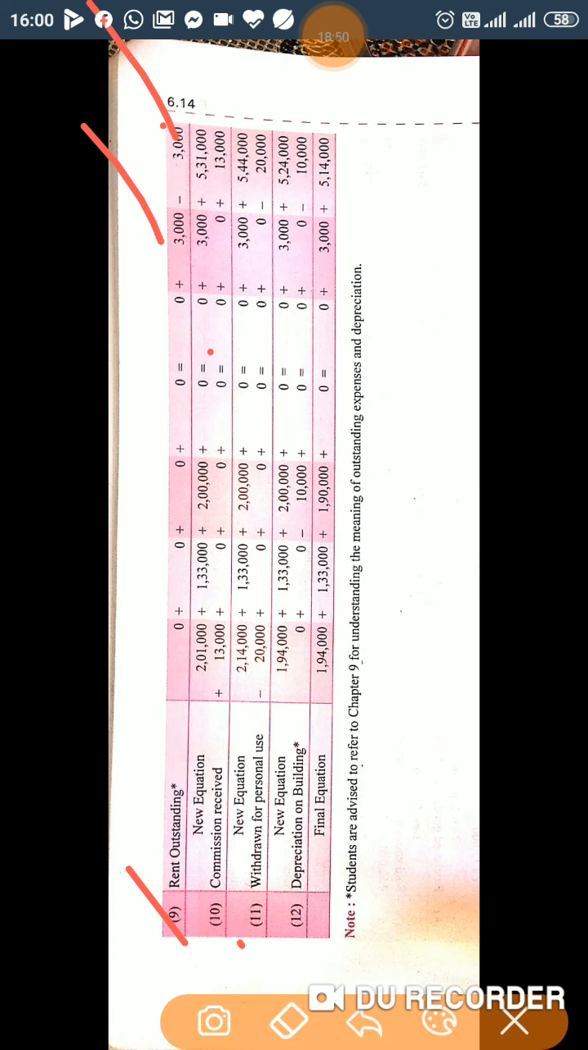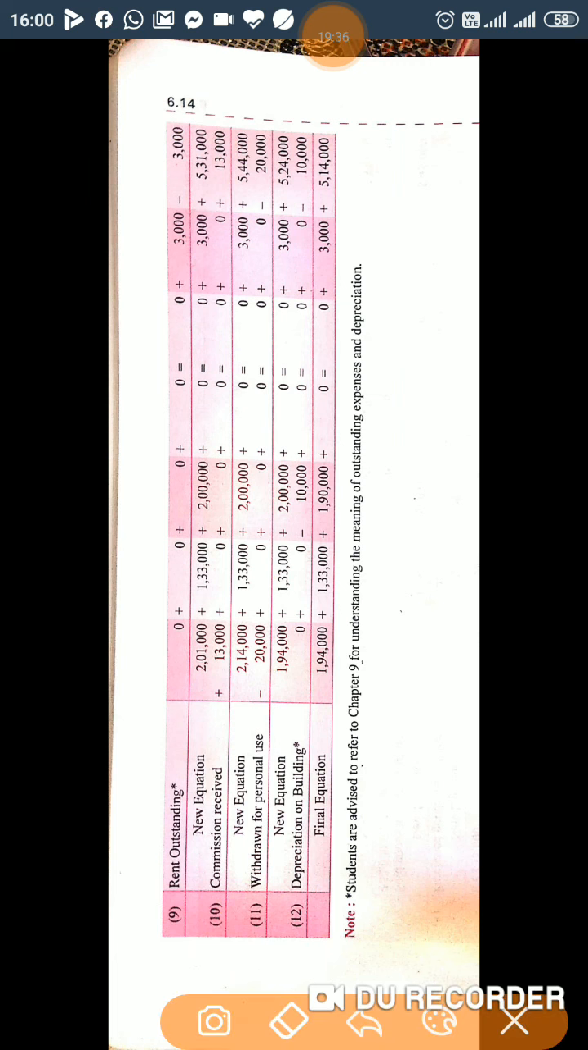Now next transaction is commission received. 2 things are involved, cash and the income. Commission received is the income, and it should be added to the capital. So you will add 13,000 with the cash and 13,000 with the capital. Now in the new equation, cash becomes 2,14,000, stock 1,33,000, building 2 lakh, debtors 0, creditors 0, outstanding expenses 3,000, and capital is 5,44,000.